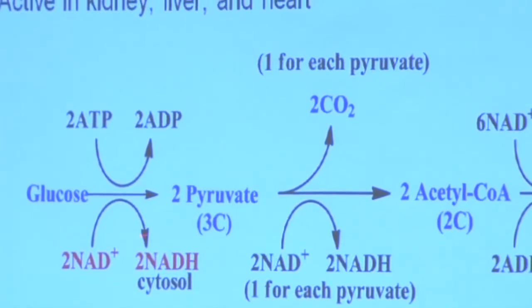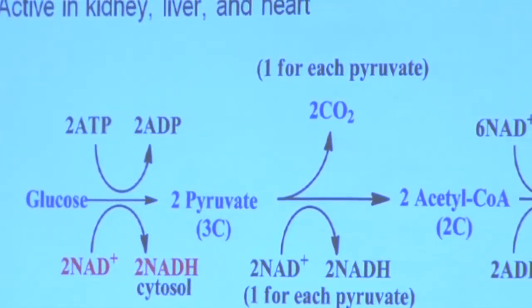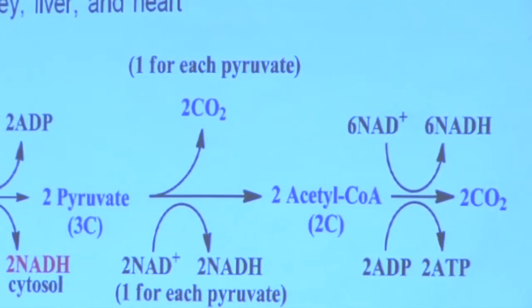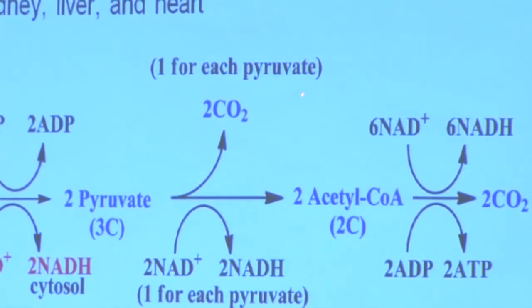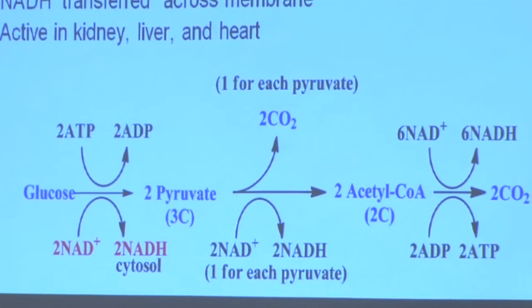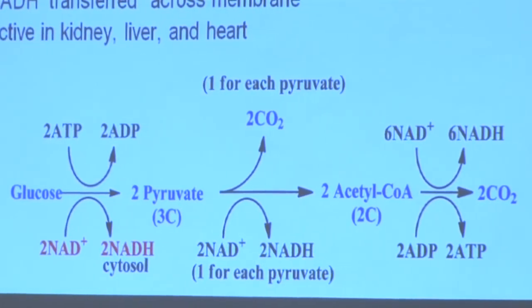Where does glycolysis take place? In the cytosol. But where does the TCA cycle and electron transport take place? In the mitochondria. So we got a problem. All of the NADH I make as part of the TCA cycle is made in the mitochondria, and it's already there, ready to participate in the electron transport chain.